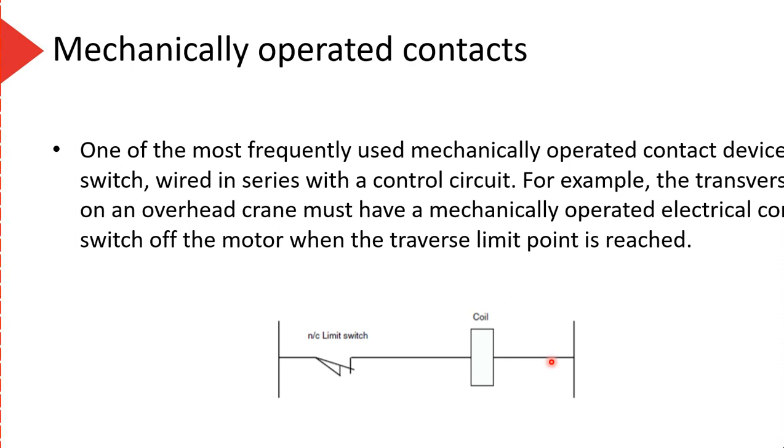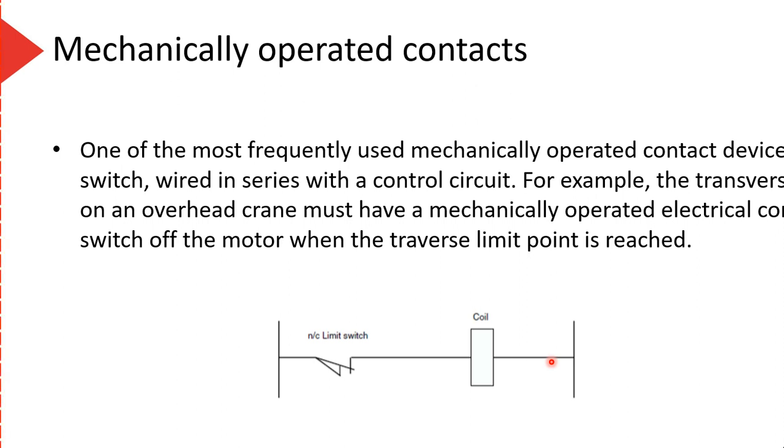Mechanically operated contacts. One of the most frequently used mechanically operated contact devices is the limit switch, wired in series with a control circuit. For example, the transverse movement of an overhead crane must have a mechanically operated electrical control to switch off the motor when the transverse limit point is reached. What does that mean?